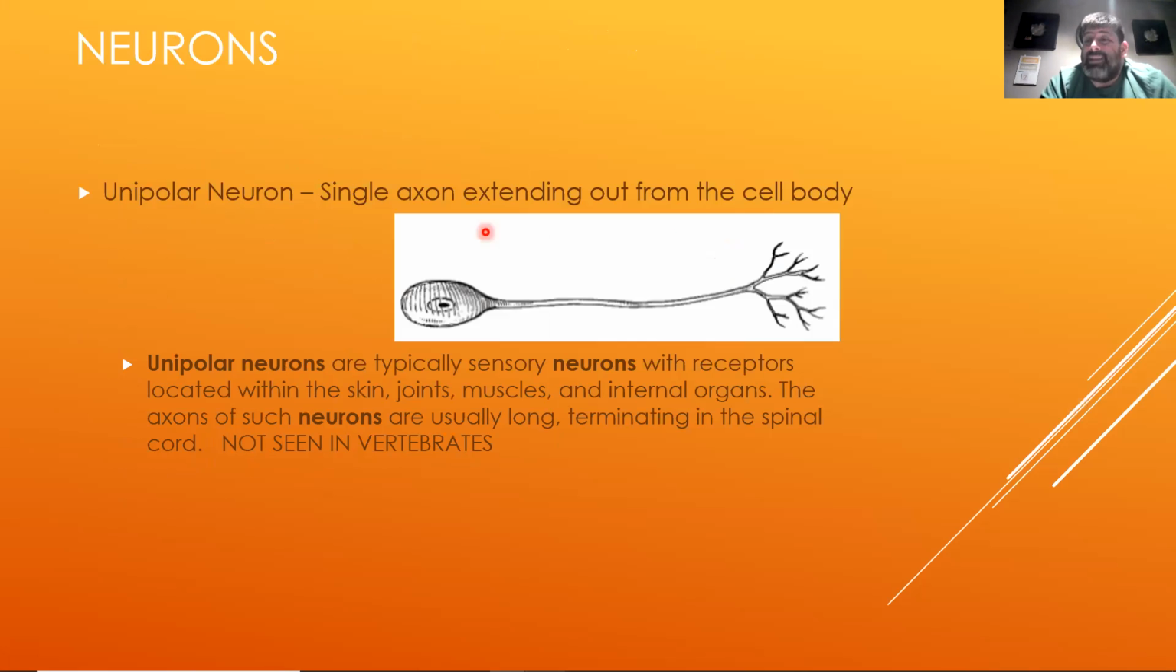Now, let's get into the nitty-gritty of neuron types. This first type, I do want to mention, is not typically seen in vertebrates, but we do see it embryologically. Developmentally, we see these unipolar neurons. But where we do see them, we see them as a sensory neuron in joints, but again, we're talking about invertebrates here.